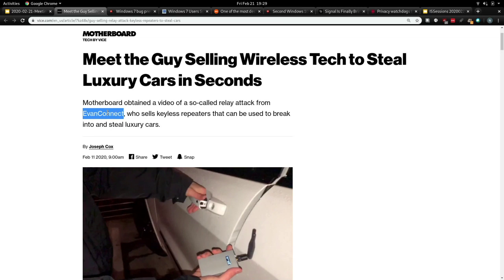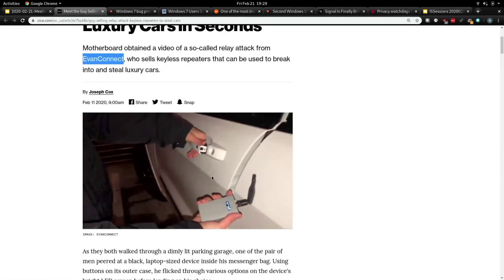The way the gear works is that one bad guy stands near the car with a little handheld device, and the other bad guy stands as close as they can get to the front door of the home where they want to steal the car. The handheld device near the car emits the low frequency signal that initiates the key handshake with the car. The car sends back the challenge, which the key would normally respond to and unlock the car. This little device receives the low frequency message from the car, converts it into a hi-fi signal, and broadcasts it to the other handheld unit that the person by the door is holding.